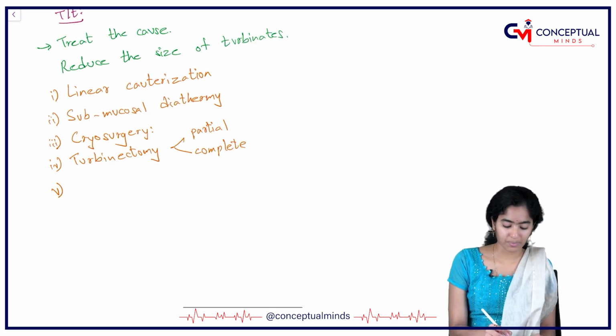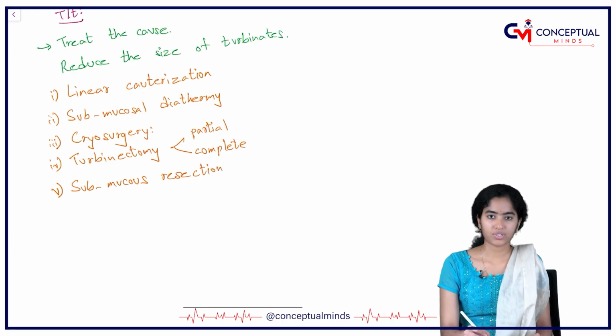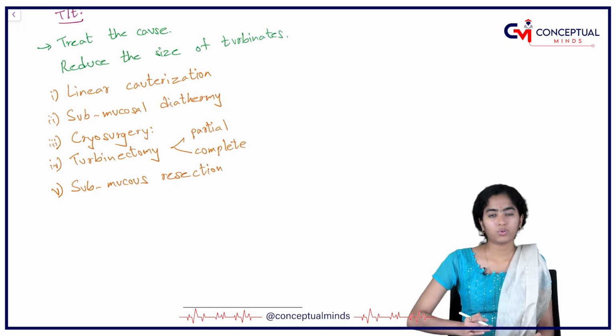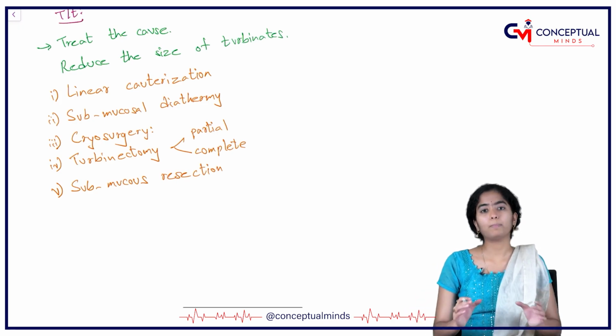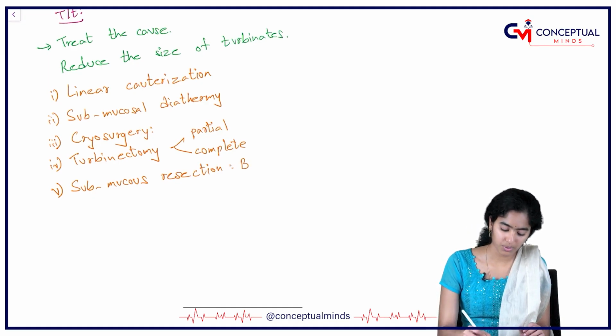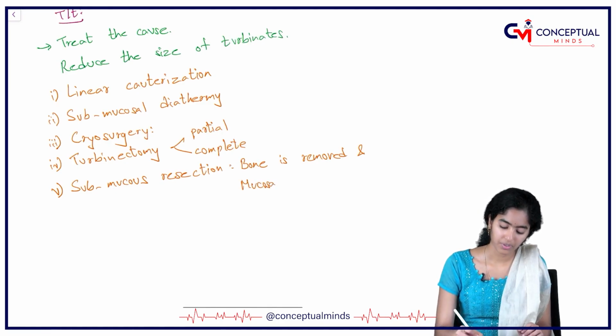And we can also do a submucous resection of the turbinates. So, what is submucous resection? Below the mucosa, that part we remove. In the sense, the bone is removed and the mucosa is preserved. So, in submucous resection, bone is removed, resected, and mucosa is preserved. Why should we do this?